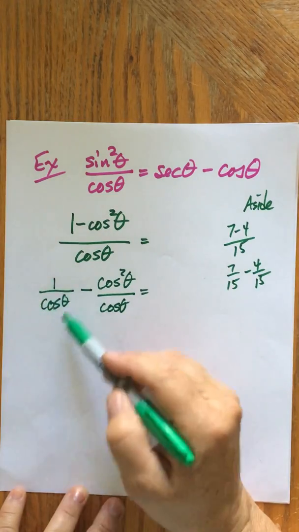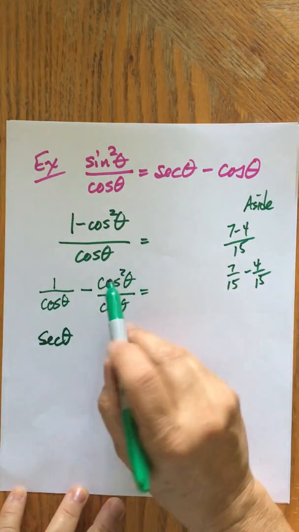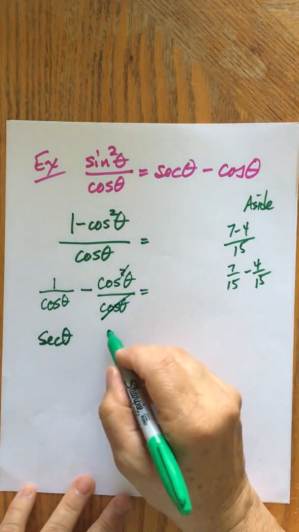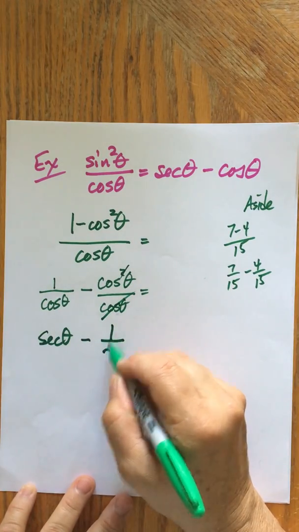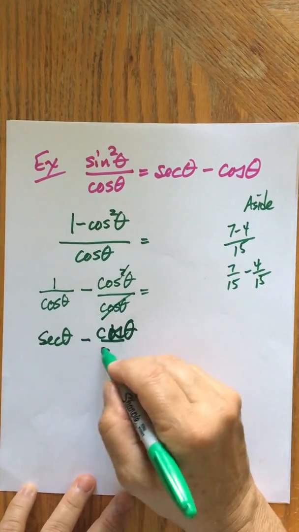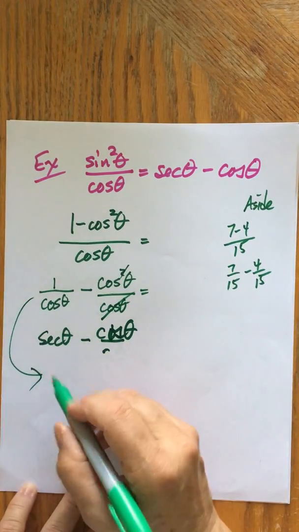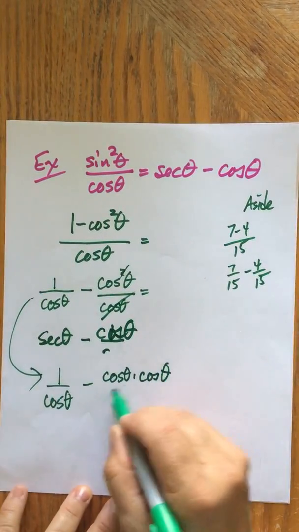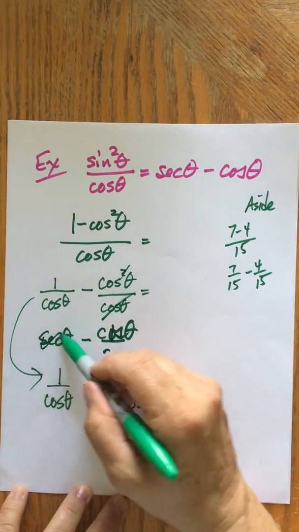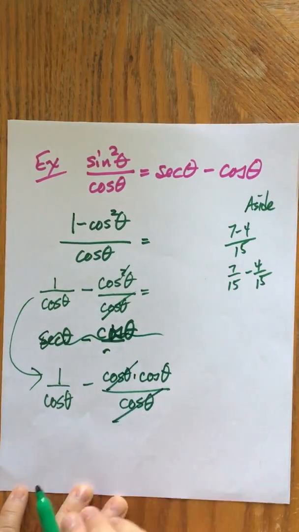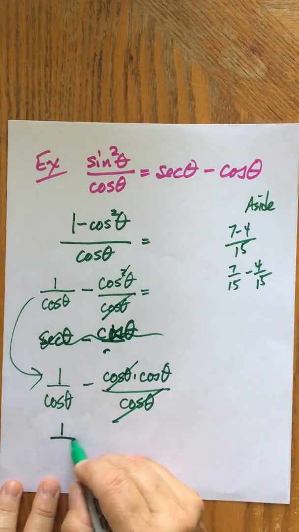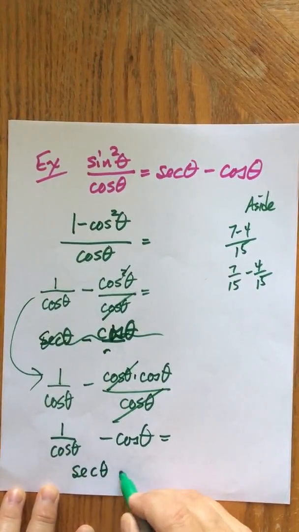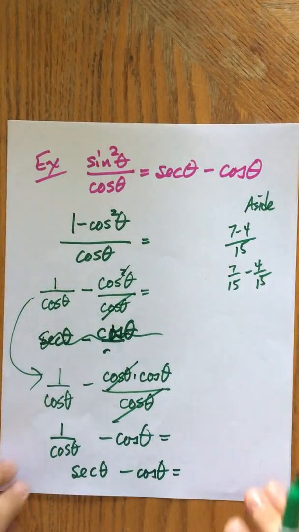And now what you have here, this is your secant. And of course, this is cosine theta times cosine theta. So some people will do this, they'll cross that out, but you're going to be left with cosine in the numerator. So indeed, let me go ahead and write that a little bit better. This is 1 over cosine theta minus cosine theta times cosine theta all over cosine theta, right? So now one of these cancels out because it's multiplication. And so now you have 1 over cosine theta minus cosine theta, but that's secant theta minus cosine theta. So there we are. We've matched that.